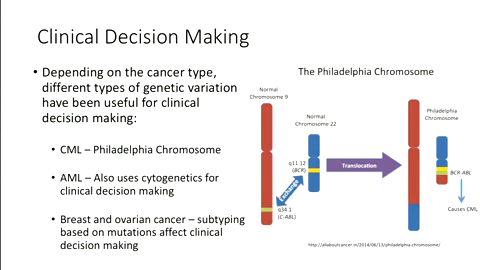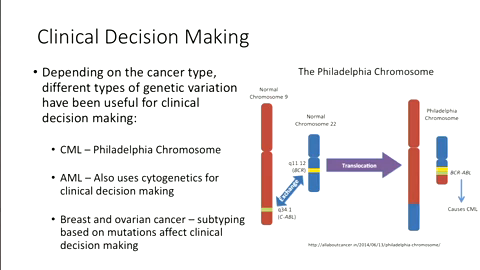One of the most known examples is the Philadelphia chromosome in CML. This is a reciprocal translocation between chromosome 9 and chromosome 22. It creates a fusion gene known as BCR-ABL1, and this causes uncontrollable cell growth in CML. This is used for clinical diagnosis, predicting survival, and treatment options.